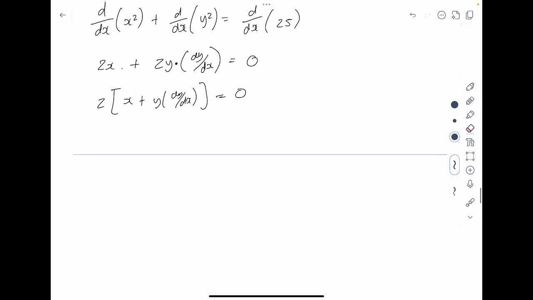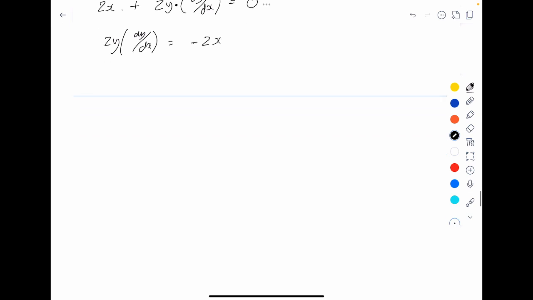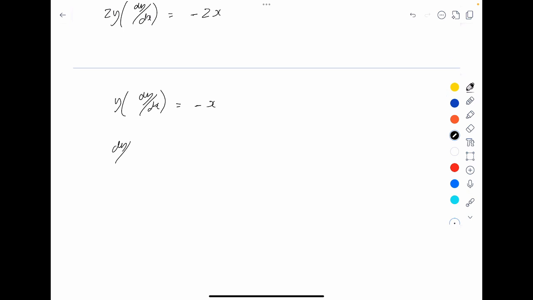Sorry, actually I've made a mistake there. That should be even better. What I can say is 2y dy by dx plus 2x equals 0, and the 2 is going to cancel. So therefore dy by dx is equal to minus x over y. And that's going to be your final answer there.